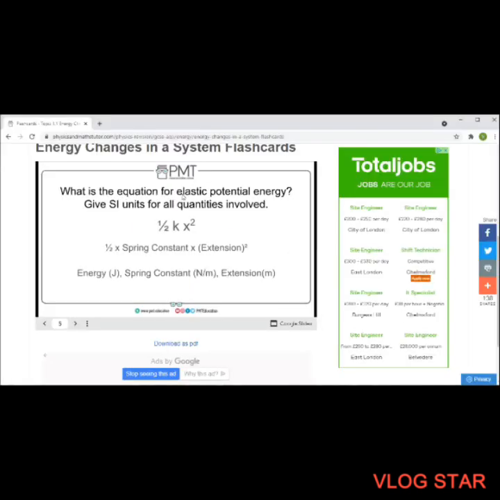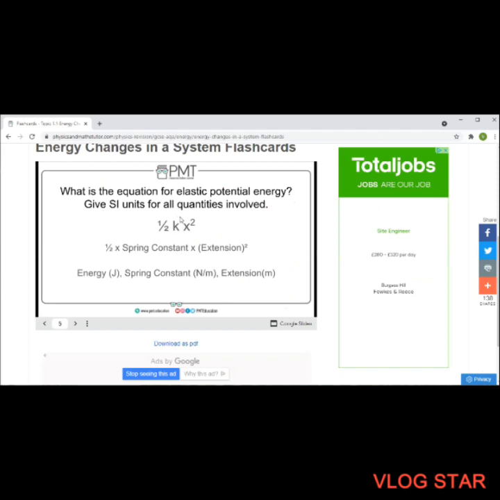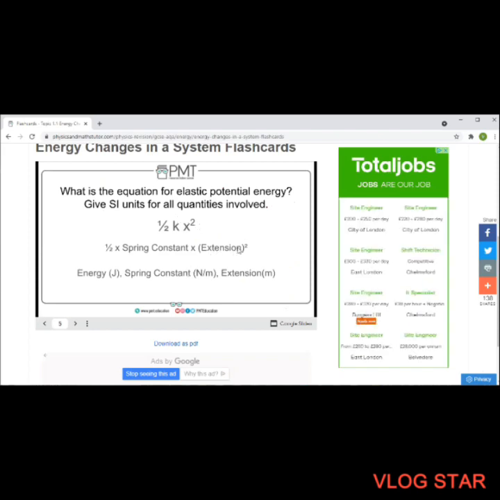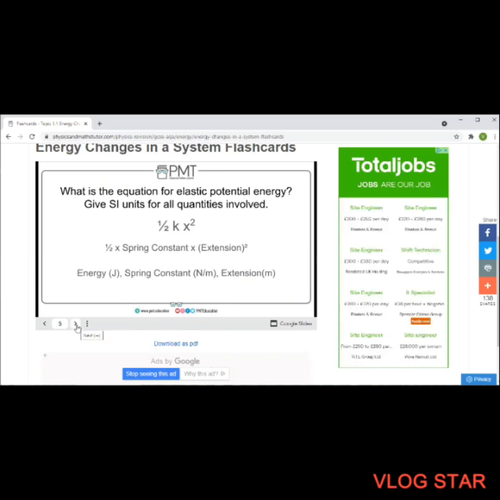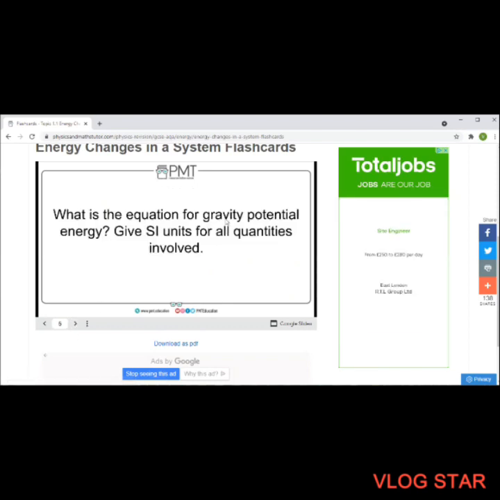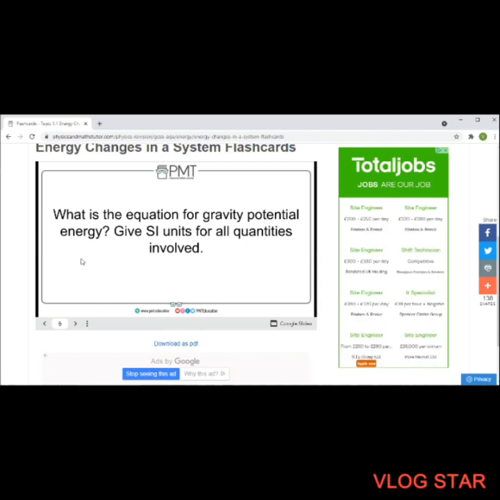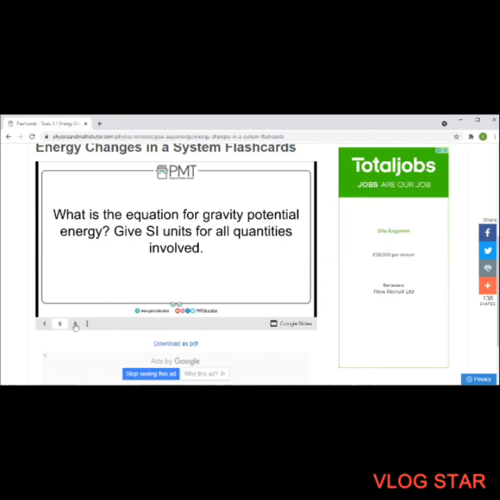So the equation for the elastic potential energy is given by half k times x squared, where x is the extension and k stands for the spring constant, and the unit is in joule because that is how it was given. So what is the equation for gravitational potential energy? Give the SI unit for all involved.